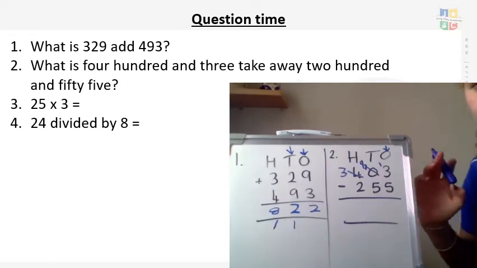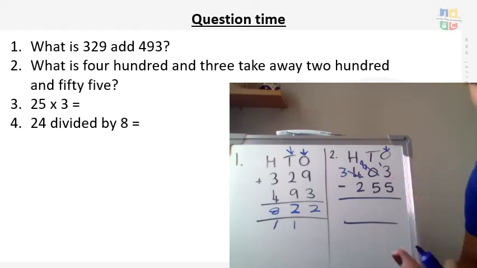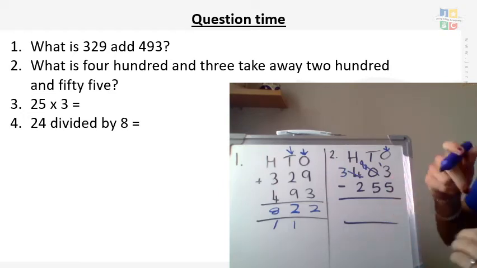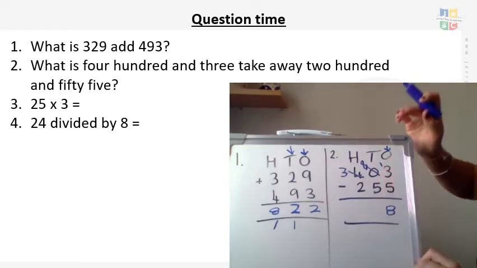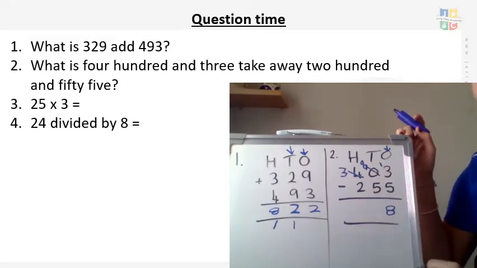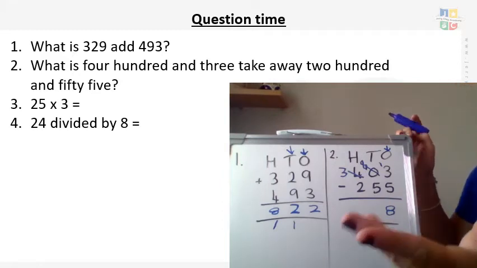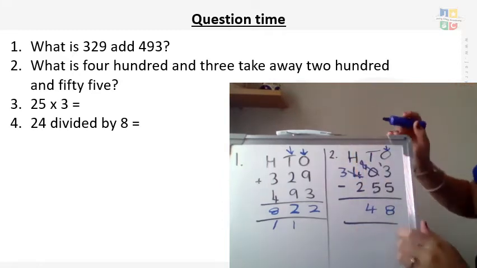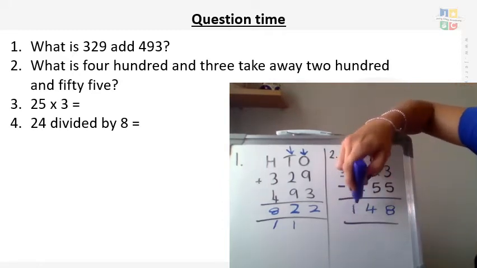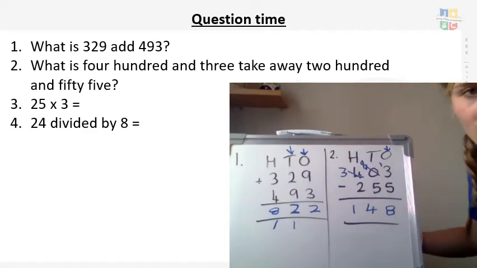Now I'm going to do 13 take away 5. I'm going to start from 5 and count up. 5, 6, 7, 8, 9, 10, 11, 12, 13. I have 8 on my fingers. I've then got 9 take away 5. Again, I'm going to start from 5 and count up. 5, 6, 7, 8, 9. So I should have 4. And 3 take away 2 is obviously going to be 1. So your answer should have been 148.